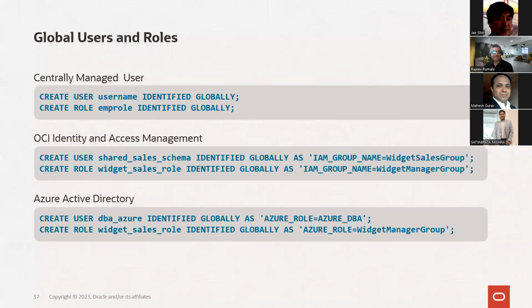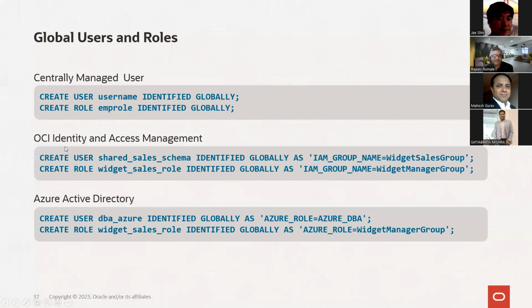So here is the syntax. We generally create a user with the syntax: create user username identified by password, right? Here, because we are identifying it outside, we say identified globally in this case. In the same way, we create a role which is identified globally, and that is where it is mapped to an AD role in the application, right?